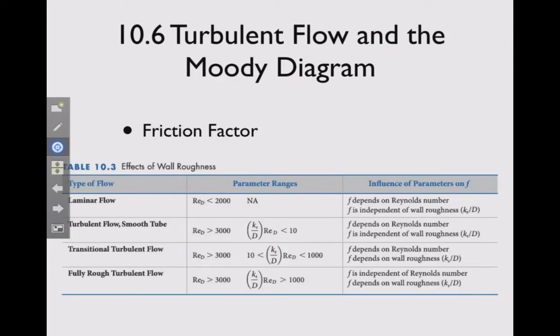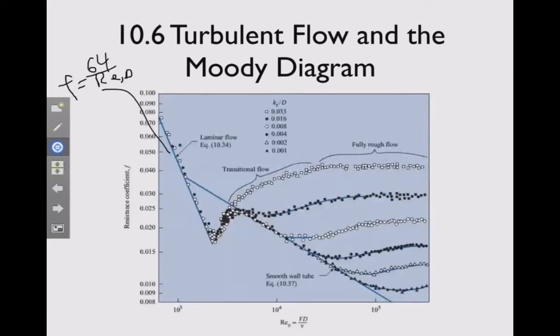Then, in the transitional flow region, Reynolds number has to be greater than 3,000, but for moderate values of the relative roughness factor, we have f depending on Reynolds number and depending on the relative roughness factor. Those would be these values out here. We can see that it's depending quite a bit on the relative roughness factors.